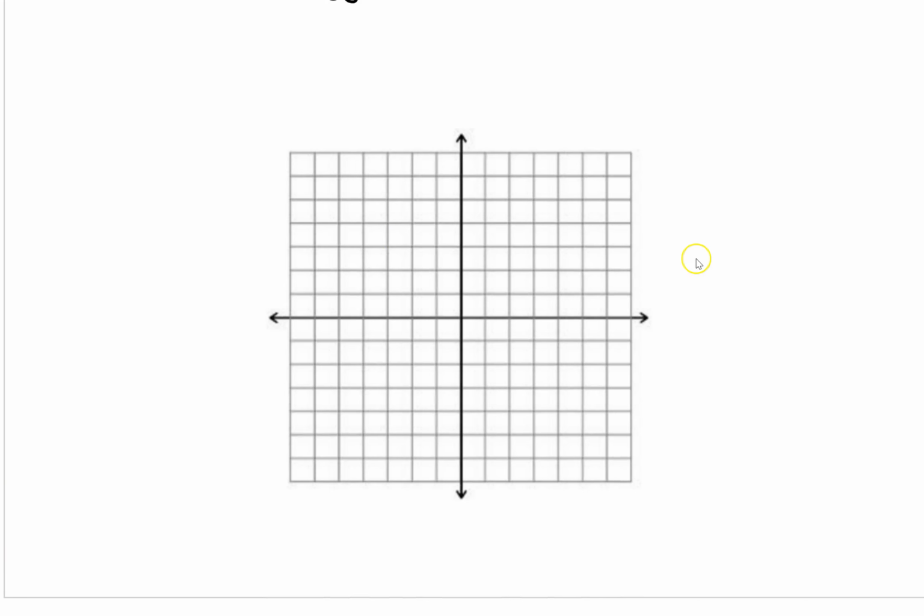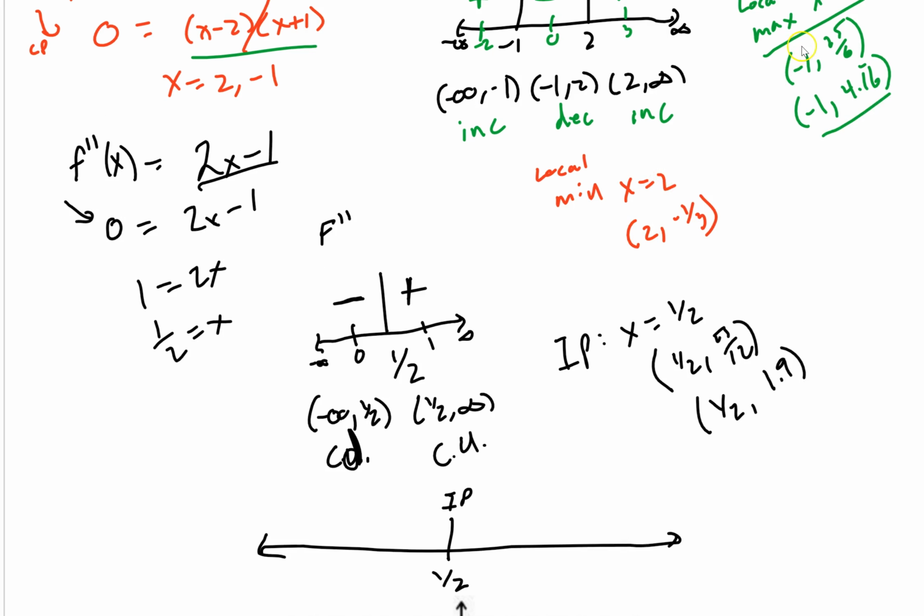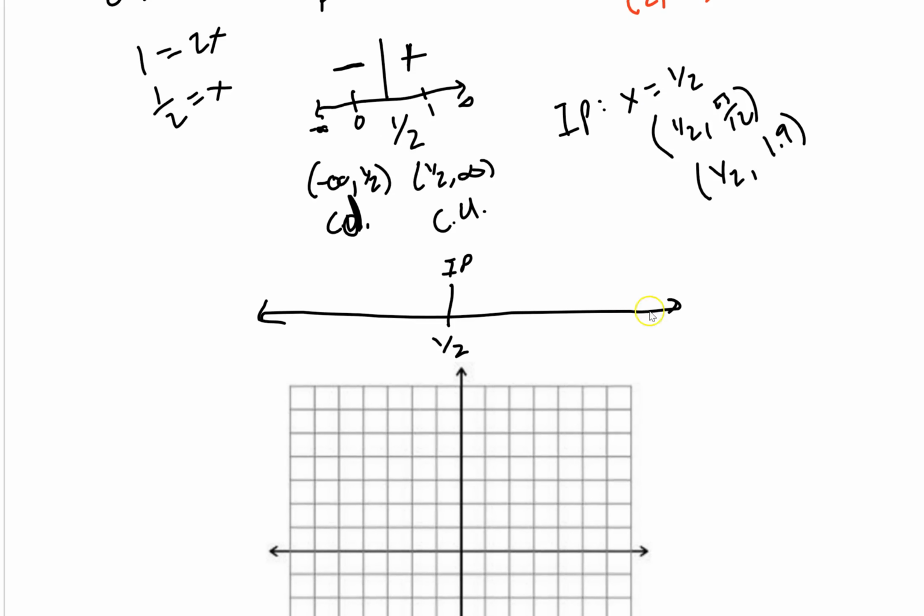Before we put it all together, let's review what we learned, what we have, right? So let's do a little line right here. Put all the stuff we know. Right, I know I have a critical point at 1/2. I have an inflection point at 1/2. So that's my inflection point. I have a critical point, right? Look at 2 and at -1. So if you're at 2, I have a critical point. And at -1, I have another critical point.